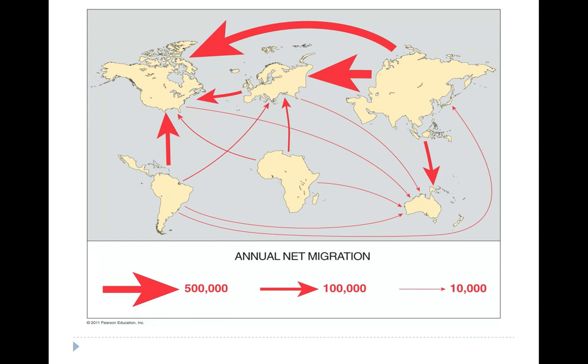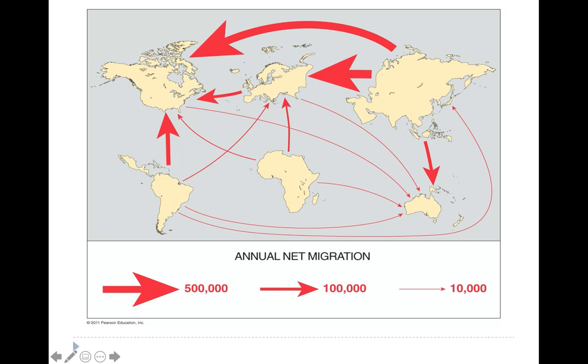This map shows the annual net migration. We know that major migration patterns are Asia to Europe, Asia to the United States, and Latin America to the United States. These are the three biggest migration patterns due to proximity.